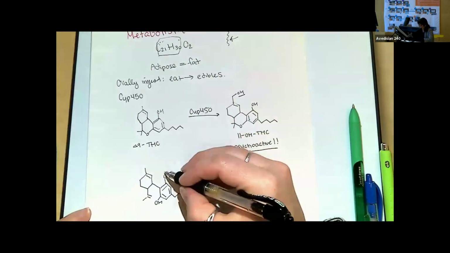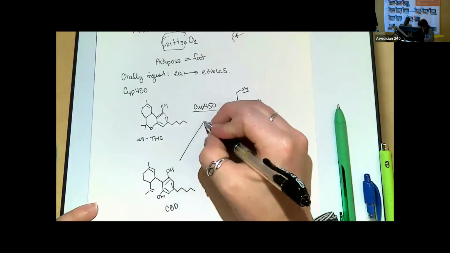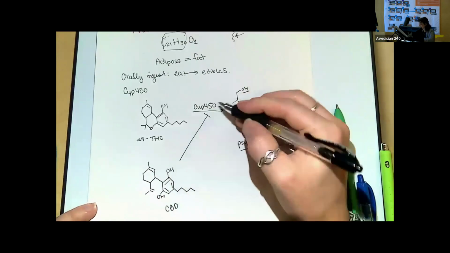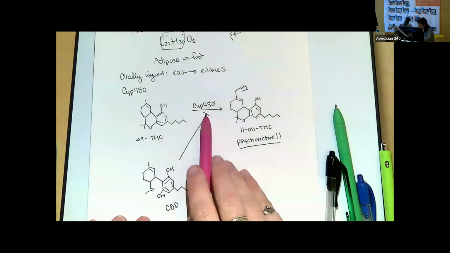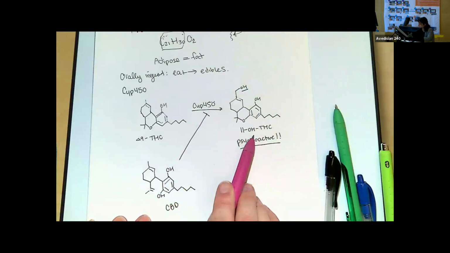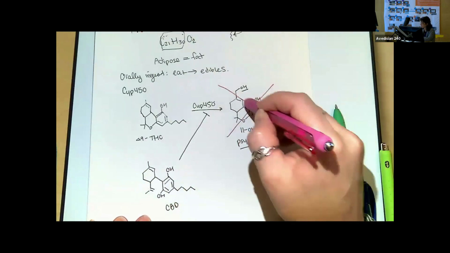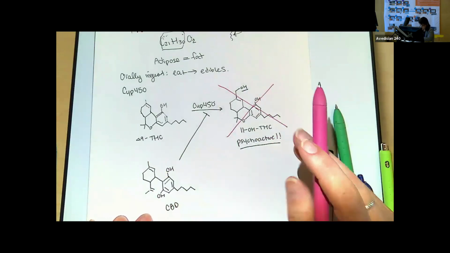So, CBD is able to inhibit your cytochrome P450 enzyme. And when you inhibit this enzyme, there's nothing there to convert THC to 11-hydroxy THC. So this product is either not produced or not produced as much.